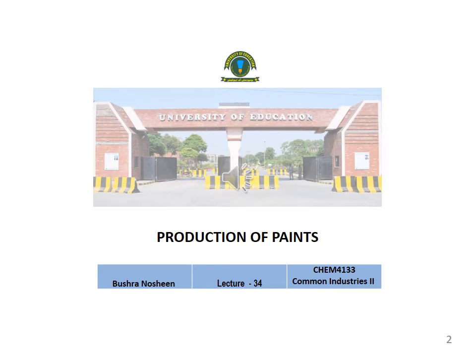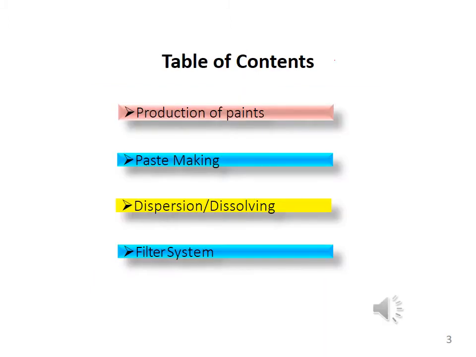Analysis 2, lecture number 34 is Production of Paint. Table of contents. The table of contents of this lecture are production of paints, paste making, dispersion, dissolving, filter system. So in this lecture you will learn about the procedure of the production of paints.